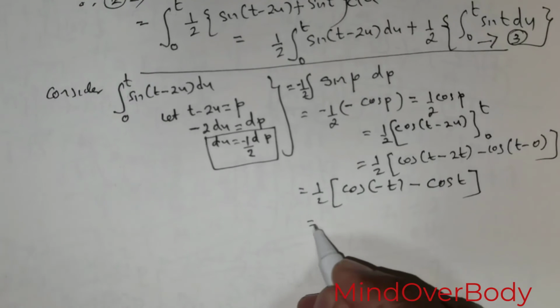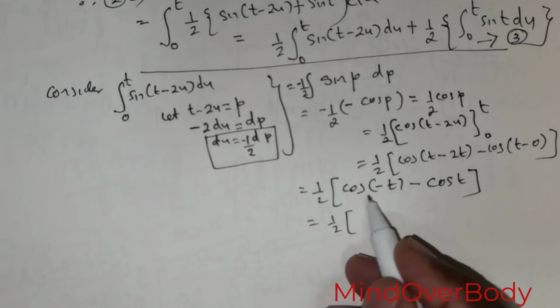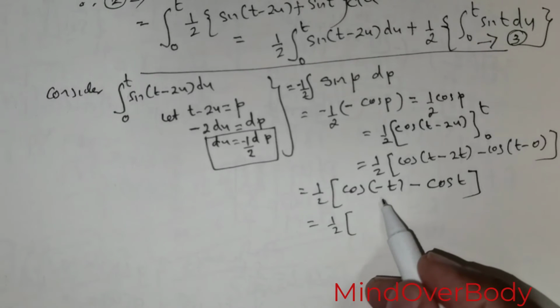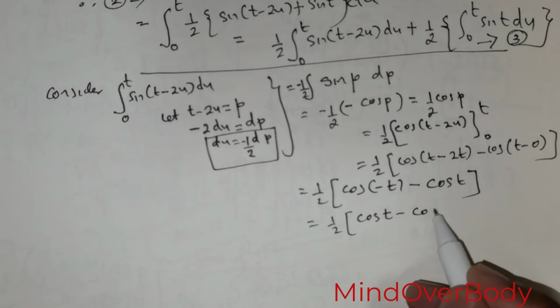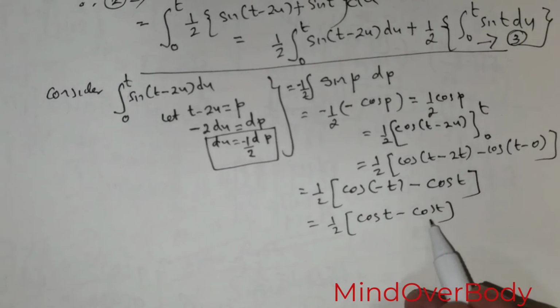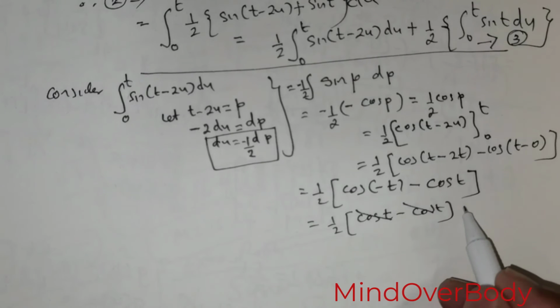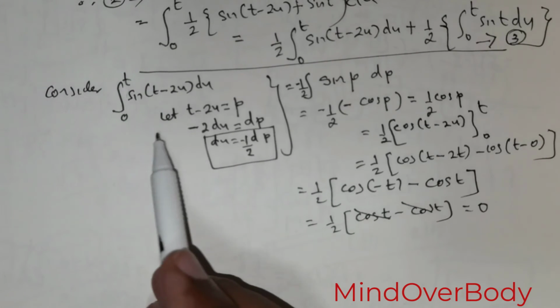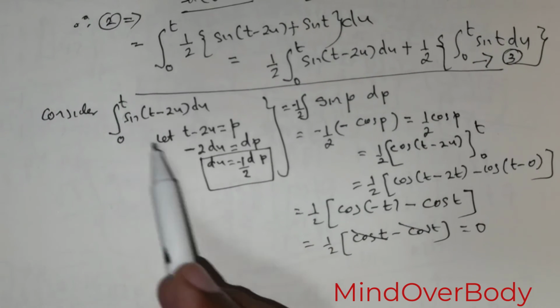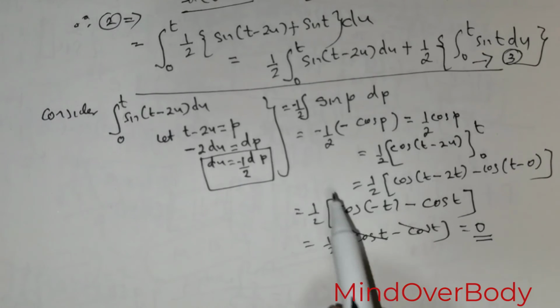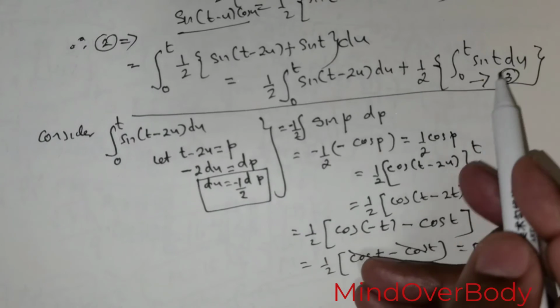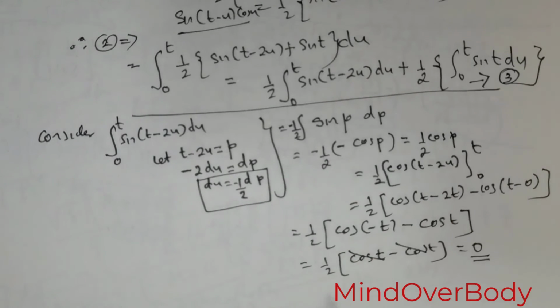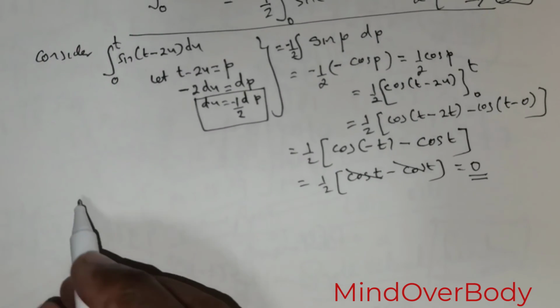Now you can rewrite this as 1 over 2. Now cos is an even function, so cos of negative t is going to be cos t followed by negative cos t. Now clearly you can see cos t and negative cos t get cancelled, giving you 0. So the value of the integral is 0. So clearly this vanishes. So I'm not going to do anything now. I need to just first get this quantity out of my way.